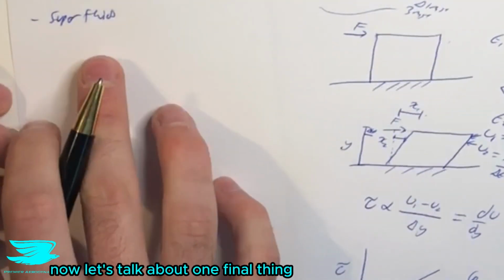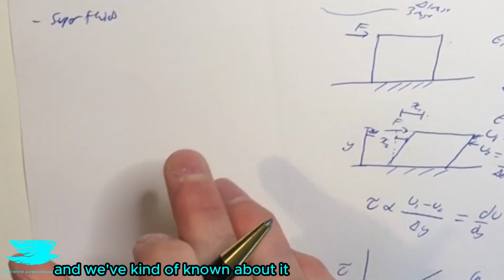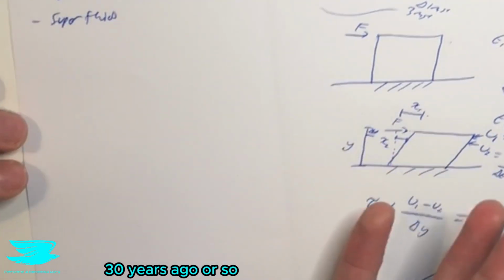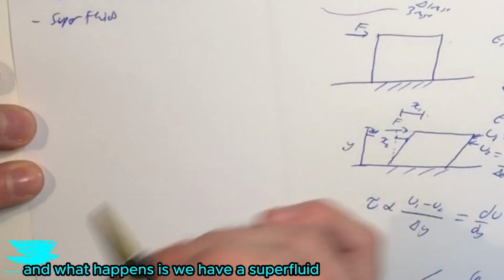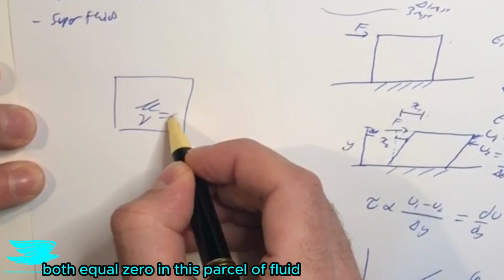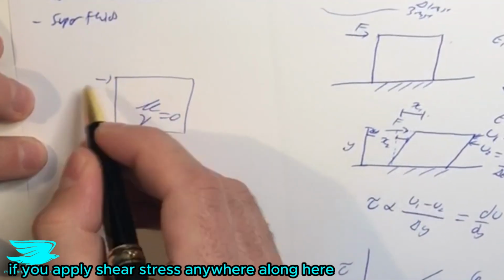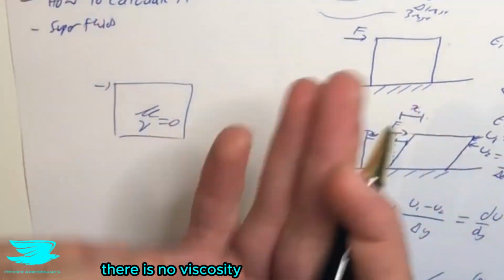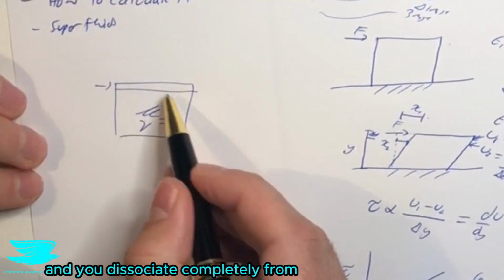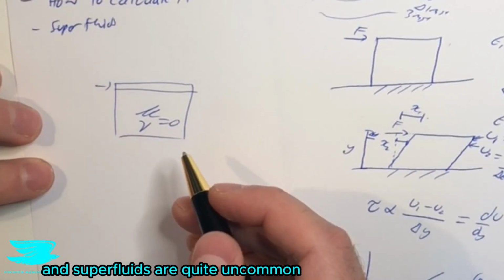Now let's talk about one final thing, which is called superfluids. The reason I want to talk about this is because it is very cool. We've known about it for about 100 years or so, but it wasn't really acknowledged until about 30 years ago or so. A superfluid is a fluid that has no viscosity, so mu and nu both equal 0 in this parcel of fluid. That means that if you apply shear stress anywhere along here, there is no viscosity. This layer that it's been applied to will just freely move along, and it will dissociate completely from the rest of this fluid parcel. And superfluids are quite uncommon as far as we know.